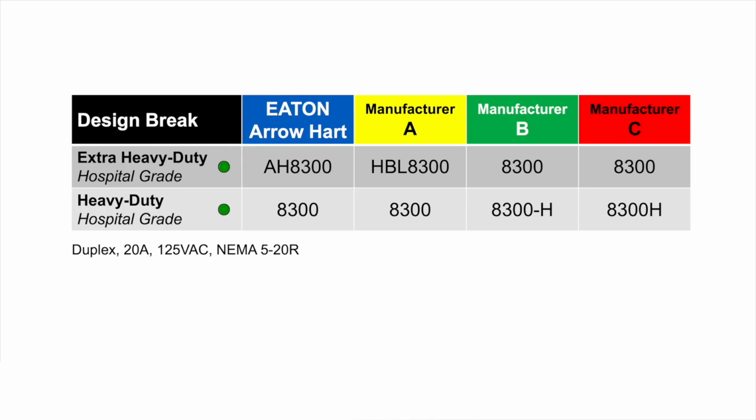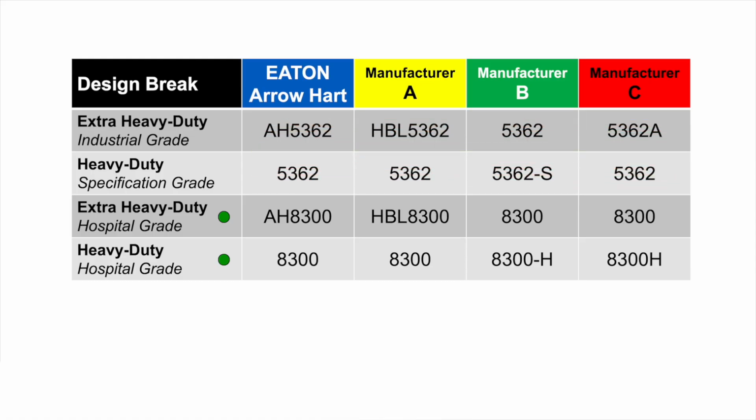Now let's consider hospital grade receptacles. Here we see 2 manufacturers using the same catalog number for heavy duty and the other 2 using that exact same number for their extra heavy duty. The latter 2 use an H suffix for their lower grade, whereas the first 2 use a prefix for their higher grade. Note how the numbers 8300 are common to all.